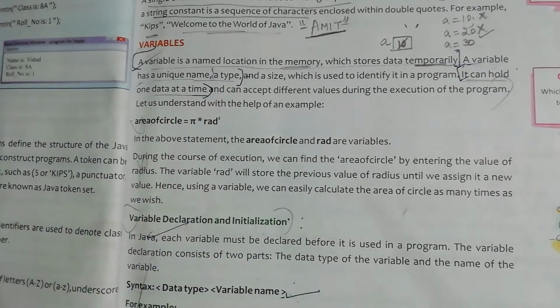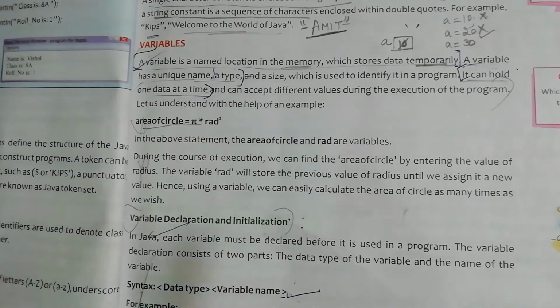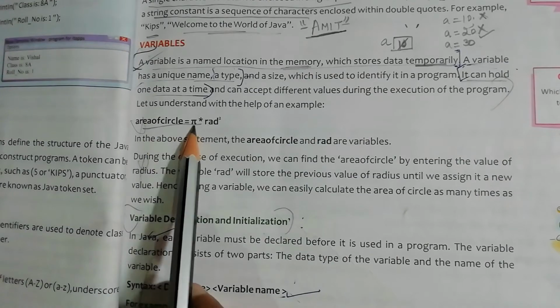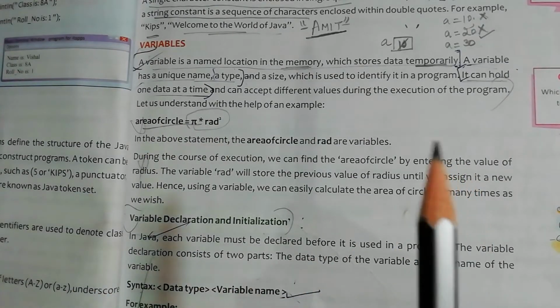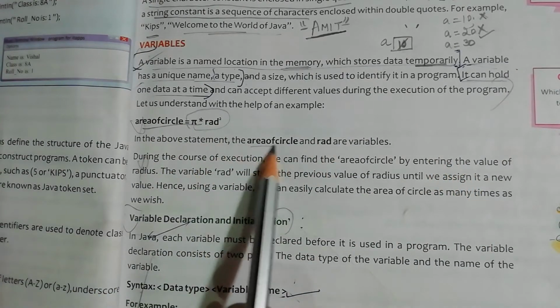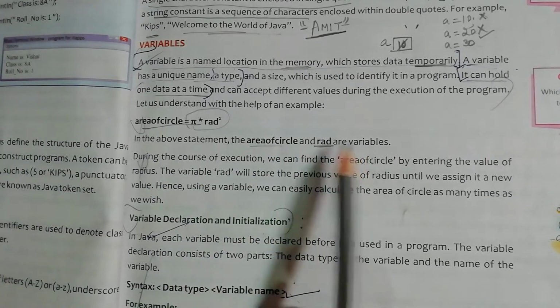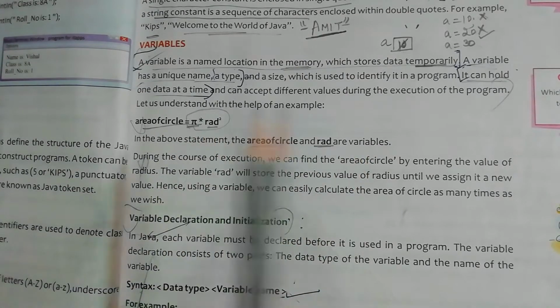So this is the way we actually define variables in the program. For example, we have the area of a circle here. तो area of a circle we have this formula, ठीक है. So in the above statement, area of a circle and radius are the variables. These two are the variables.